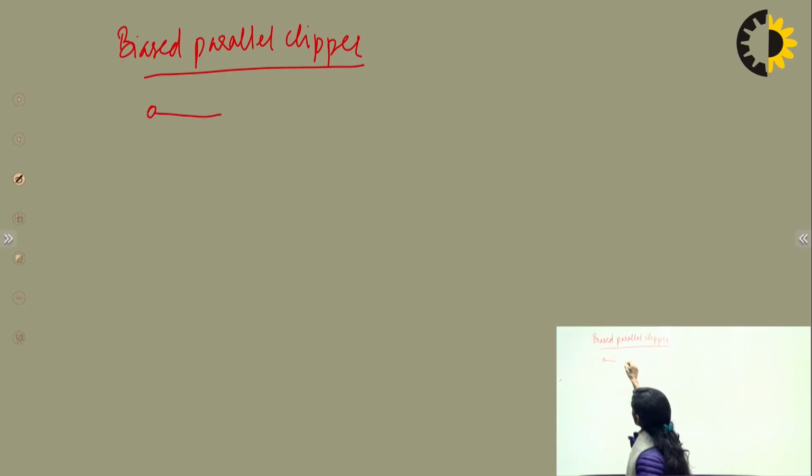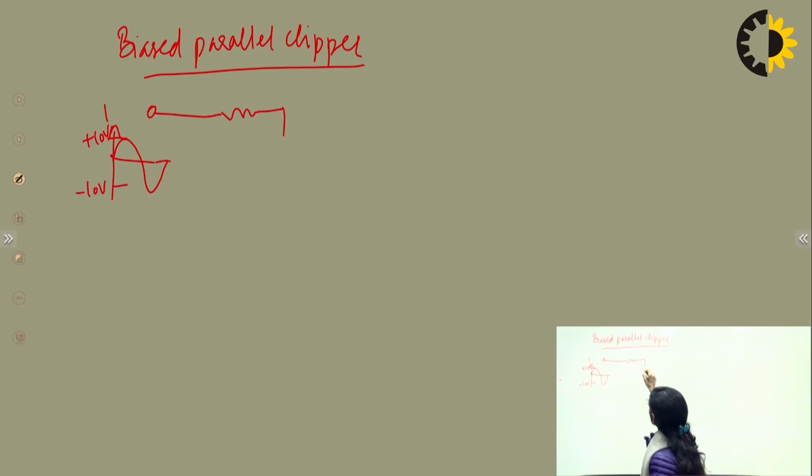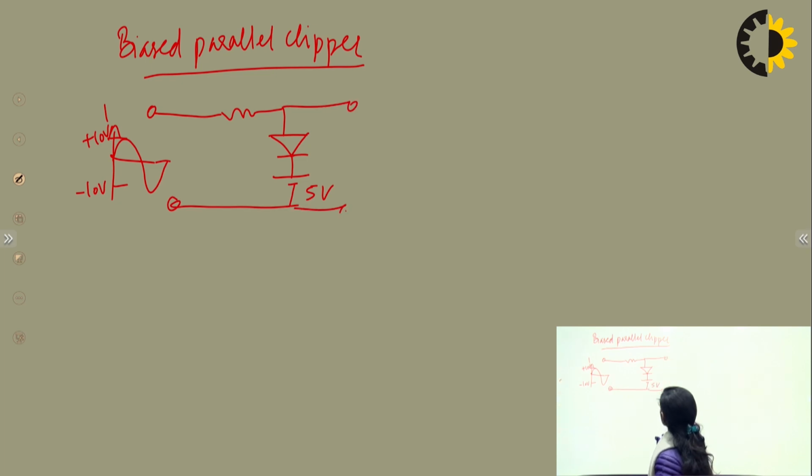We have one input signal here, positive cycle and negative cycle. Let's say it is of plus 10 volt, this is plus 10 volt and this is minus 10 volt, and we have one diode connected here, let's say in series with one battery voltage of 5 volt. So this is one of the parallel clippers we had taken. Now we are going to solve this circuit. Let's say we had taken the 5 volt DC battery over the waveform.